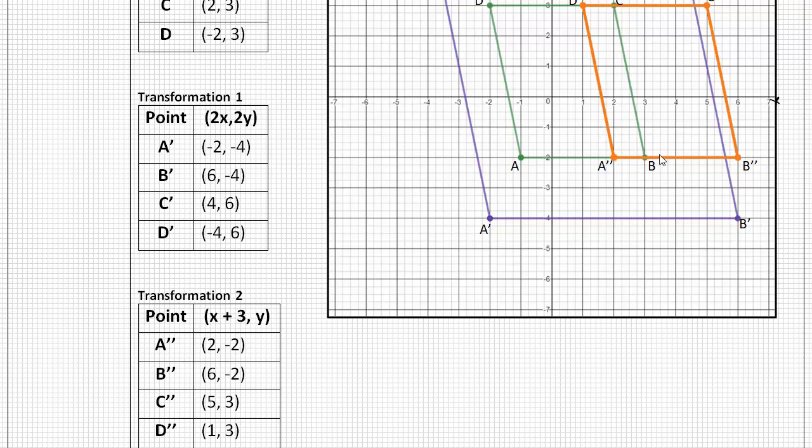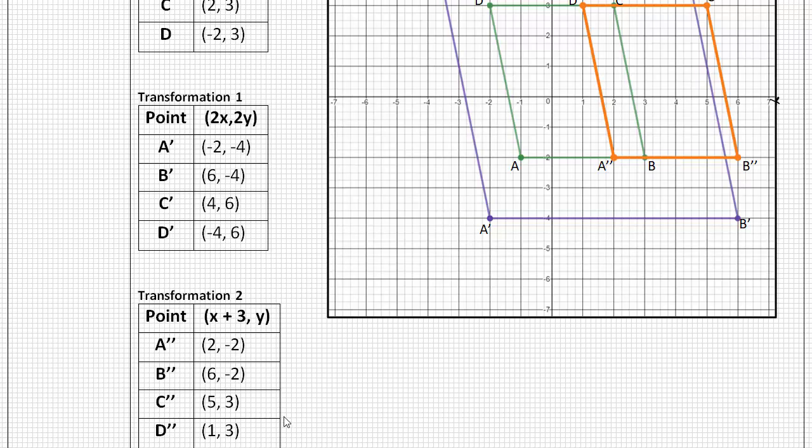Alright, so in orange, I've plotted the new points for our second transformation. I have A double prime at 2, negative 2, B double prime at 6, negative 2, C double prime at 5, 3, and D double prime at 1, 3. So now we have our second transformation. Notice how it changed.